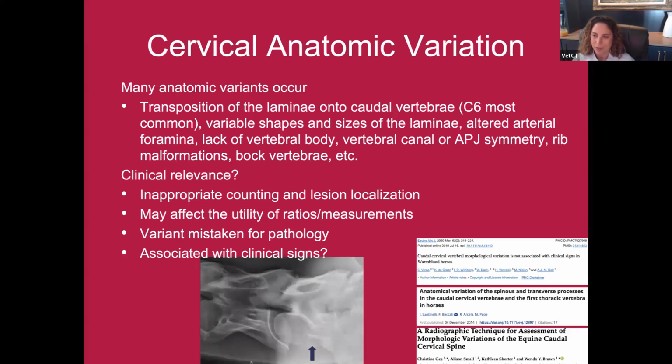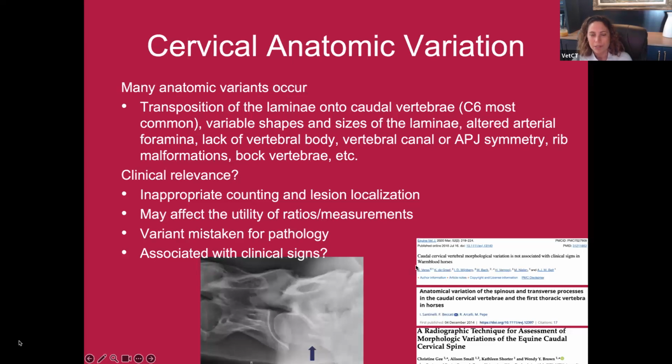So it's possible that those ratios and measurements will be affected by abnormal variants. Certainly you don't want to mistake it for pathology. Sometimes you could see this and think, oh, there's osseous proliferation or there's something wrong with that C7 vertebra. So it's important to recognize what variants happen. And then finally, could it be associated with clinical signs?